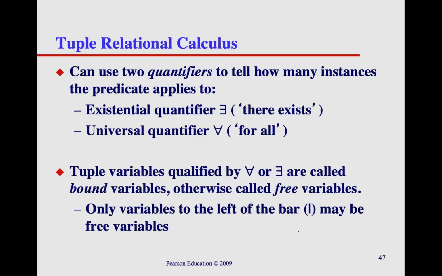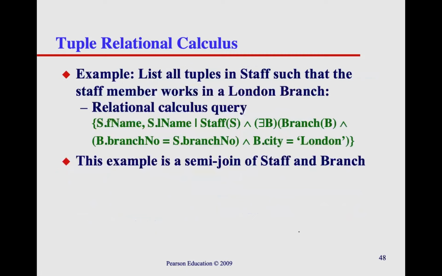And there exists and for all essentially form the basis for subqueries. But they're also the only way that you can implement certain joins, as we will see in a moment. So here's an example using the exists. It's a semi-join. We want only the names from the staff relation, such that the staff member works in the London branch. So basically, we want to do a semi-join of the staff with branch, such that B dot city equals London. And we actually have to do it in the relational calculus using a subquery.